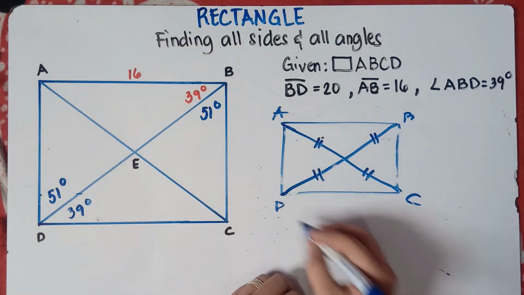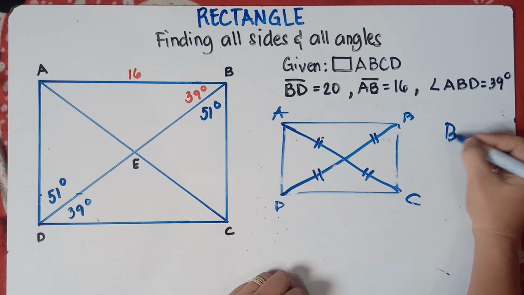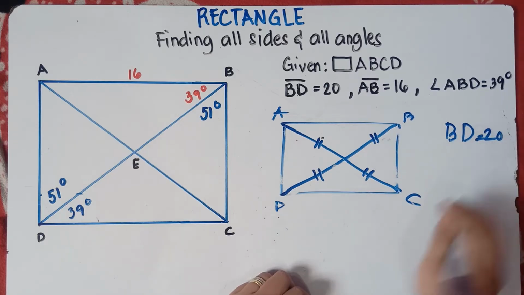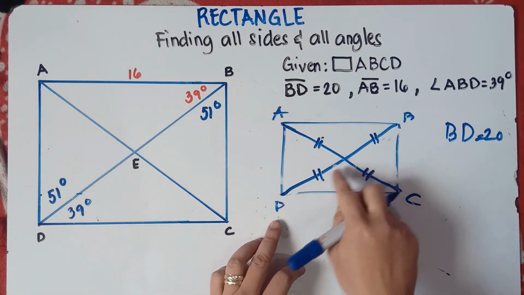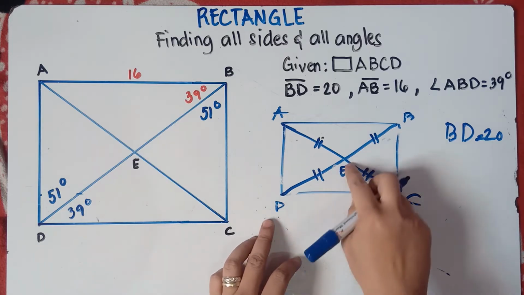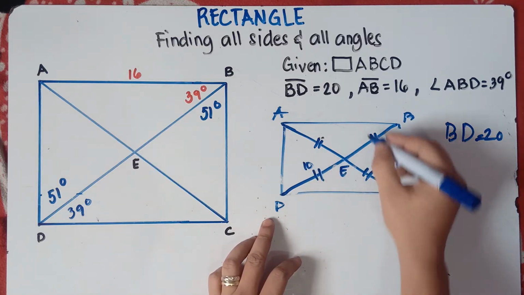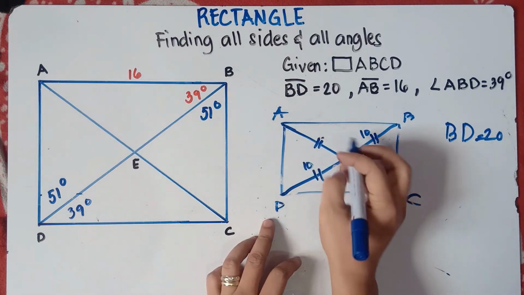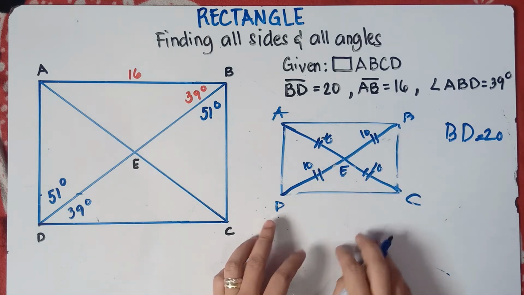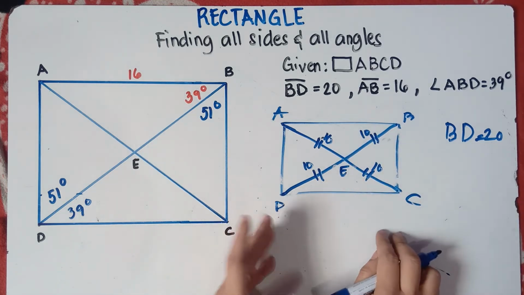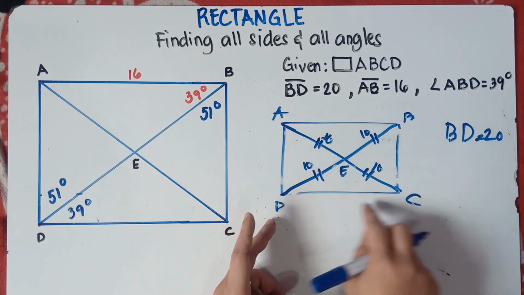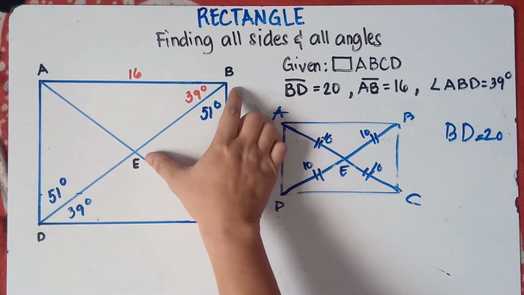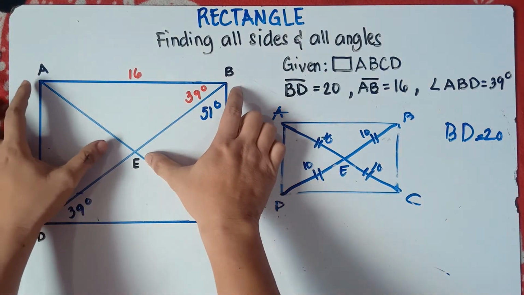So just for example, class, if BD is 20, what would be the measure of this one in the middle part? Let's assume that this is E. What would be the measure of DE? That's correct. This is 10. And AE, this is 10. Why is that, sir? Because diagonals are congruent and they cut themselves into two equal parts. So therefore, this side right here is the same with this side.